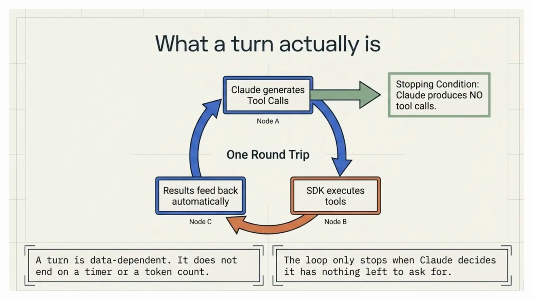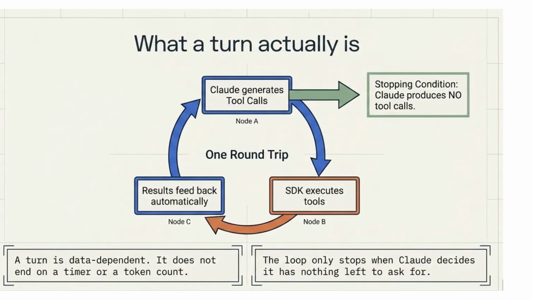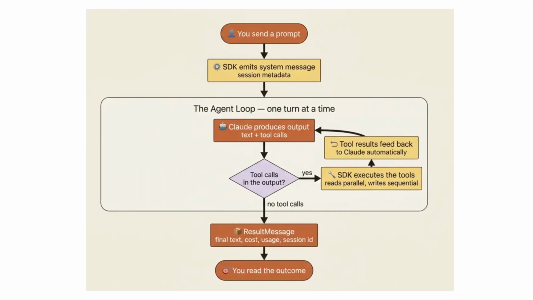Read that again, because it is the entire stopping condition. The loop does not end on a timer or a token count. It ends when Claude decides it has nothing left to ask for. Everything else in this article is either a stage inside a turn or a way to override that natural stopping point.